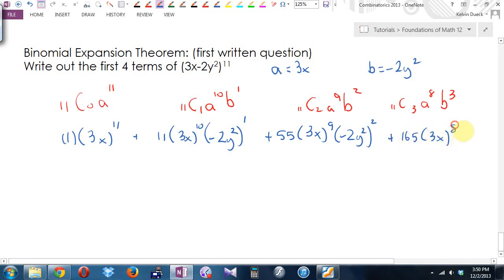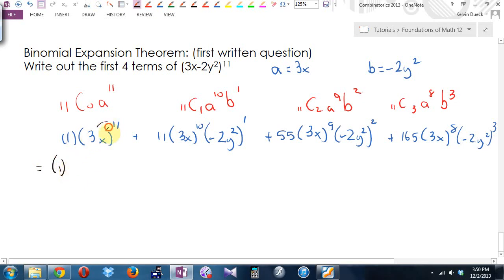3x to the 8th, negative 2y squared cubed. Now, this is something that I should have done when I taught you this next step, and I did it all in one step. I skipped this next step, and I think I lost a few of you, and I'm kicking myself. Now what I would do is I would drop the 1 down.